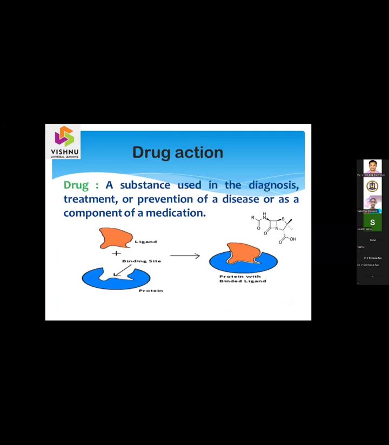So coming to drug action, first you have to know what is a drug. It's any substance used in the diagnosis, treatment, or prevention of a disease, or a component of a medication. Here we can see how the ligand is binding to the protein site. When the ligand binds to the protein site, we get the protein with the bound ligand. Then only it can show the action. Here the drug may be natural, synthetic, or semi-synthetic.